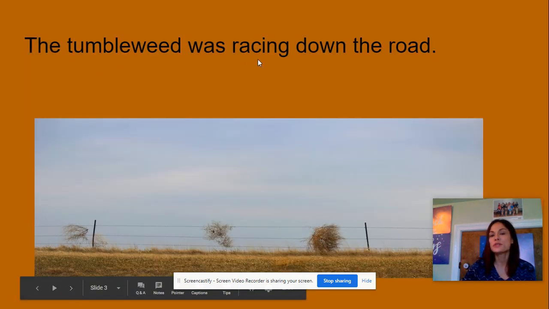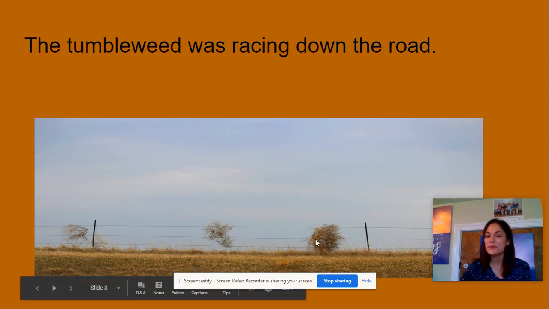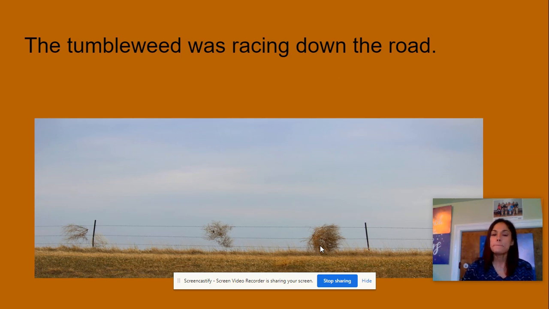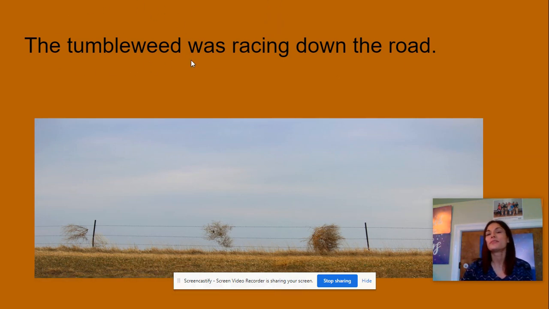The tumbleweed was racing down the road. Well, when I look at tumbleweeds, I know they don't really race, but it's just a fun way of saying that the wind blew the tumbleweed down the road. So I could say the tumbleweed was racing down the road. The tumbleweed is your object. Racing is something that a human would do. So that is the human trait that I gave the tumbleweed.